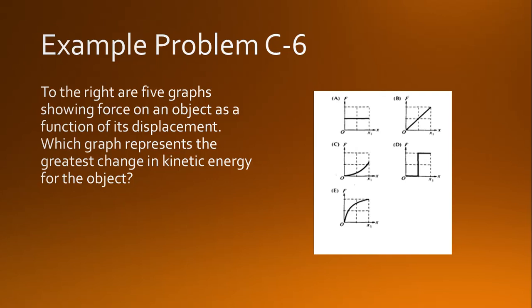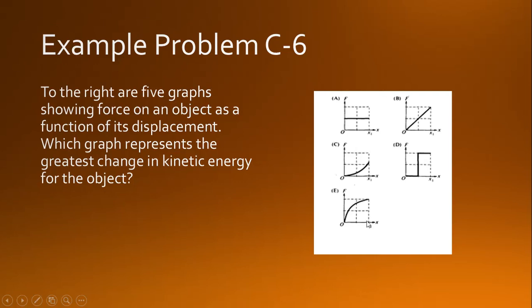But to the right I have 5 graphs that are showing the force acting on an object as a function of that object's displacement, and I want to know which of those graphs represents the greatest change in kinetic energy for the object. So, I kind of gave you the answer, but what you want to find is which one has the greatest area under the curve. Now 3 of these, I would argue, are exactly the same, because 3 of them have an area of 2 blocks under the curve. Those 3 are A, B, and D. If you look at A and D, it's pretty obvious there's 2 blocks under the curve. 1, 2, 1, 2. B, there's 1 half plus another half is 2.